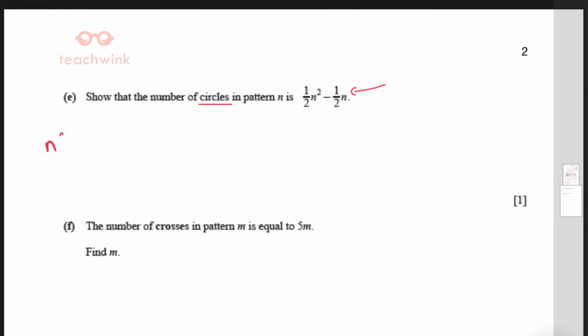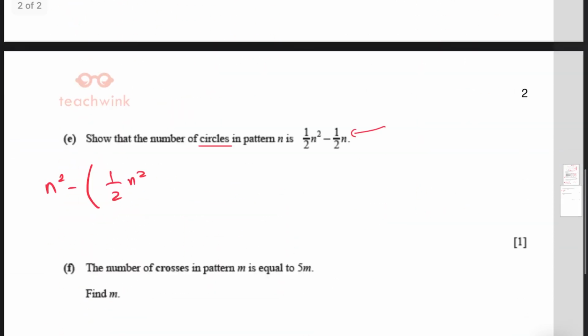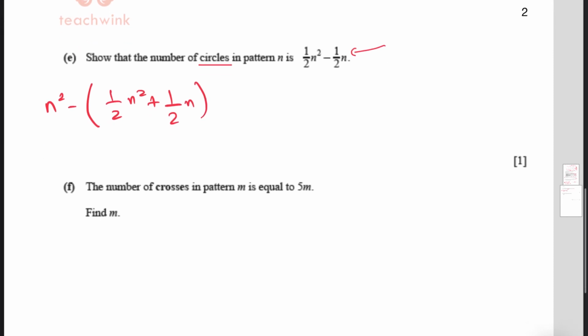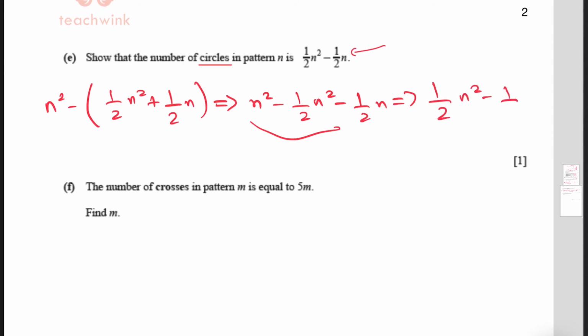So you do n squared minus, one second, let's look at the equation, 1/2 n squared plus 1/2 n. Okay, now let's simplify this. First of all, let's bring it out of the bracket. So when we do that, we get n squared minus 1/2 n squared, minus 1/2 n, because the minus gets multiplied with the positive inside. Now if you further simplify this, n squared minus 1/2 n squared gives you 1/2 n squared minus 1/2 n. So here's your expression. This is the expression for the number of circles in this pattern.